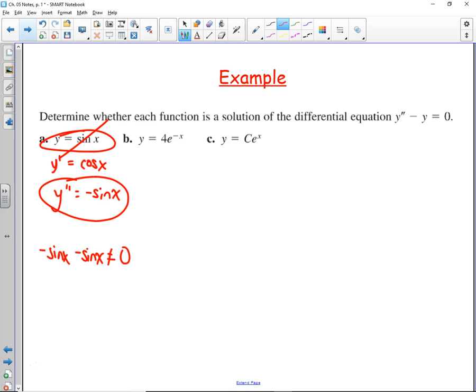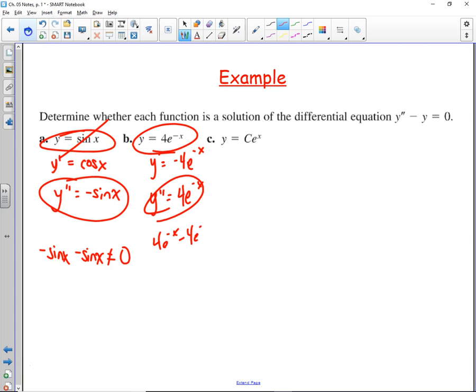What about this guy? What would y prime be? Negative 4 e to the negative x, because it's 4 e to the u times u prime, which is negative 1. What would y double prime be? 4 e to the negative x, because it'd be negative 4 e to the u times u prime, negative 1. So when I go ahead and plug them in, what's going to happen if I do 4 e to the negative x minus 4 e to the negative x?